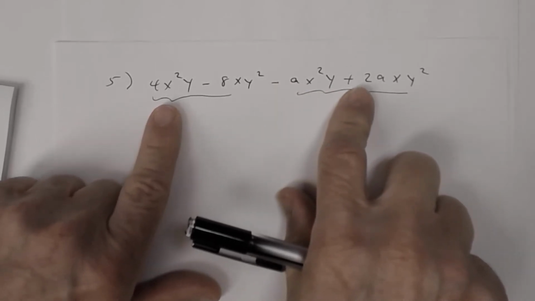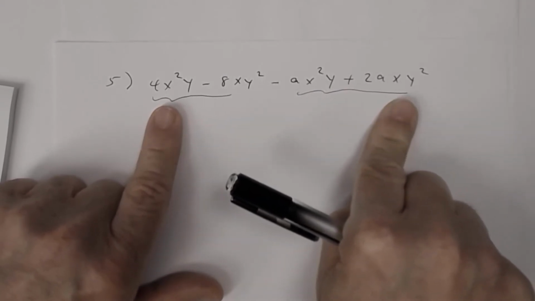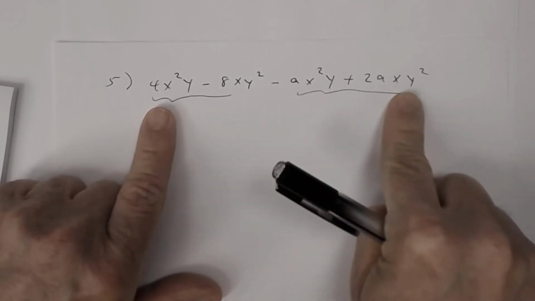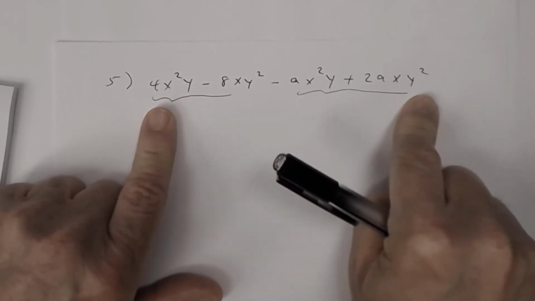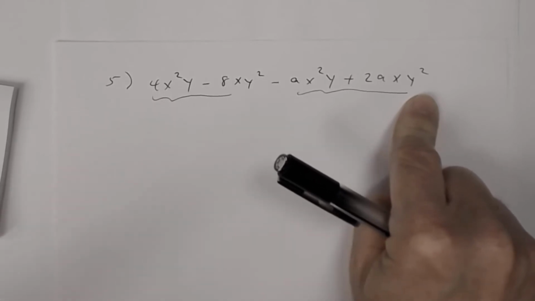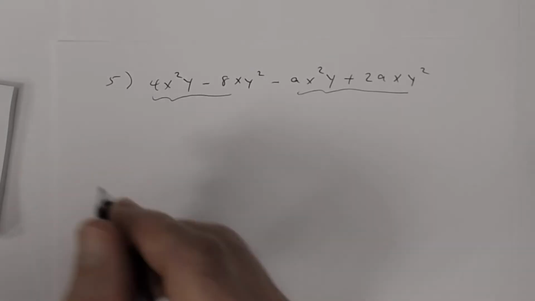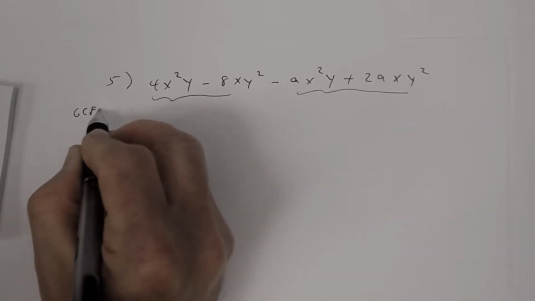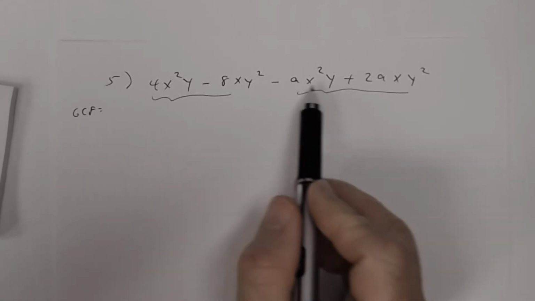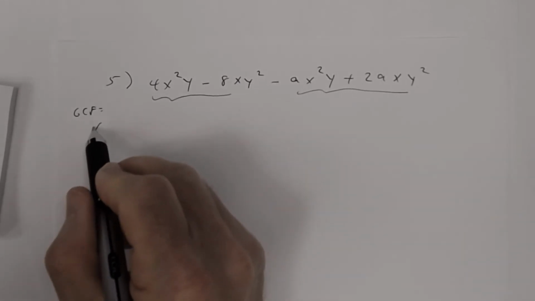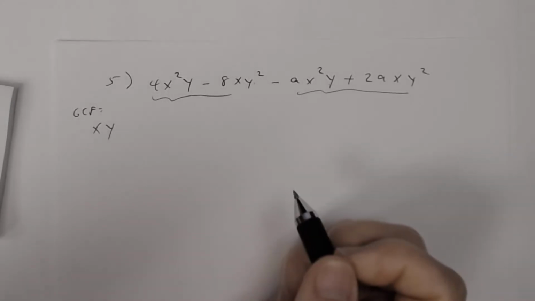But look at the variables. Does every term have the same variables somehow? Yes, they do. They have x's in all of them, right? And they even have y's in all of them. So if I follow the procedure, the first thing I should do is to factor out the GCF. So the GCF here, if you think about it, is x squared, x, x squared, x, so that's x. That's y, y squared, y, y squared, so the GCF is xy.